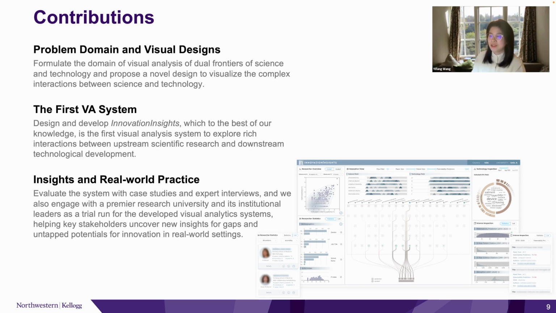To tackle these challenges, we first characterize the problem domain and define a set of statistical measures with our experts. We then develop a prediction model to estimate the potential of papers to be used in technology. Then we develop a visualization system to show these complex relationships. The proposed system is validated by case studies and expert interviews. Moreover, we engage with a premier university as a trial run for this system, helping our experts uncover new insights of untapped innovation potential in real-world settings.